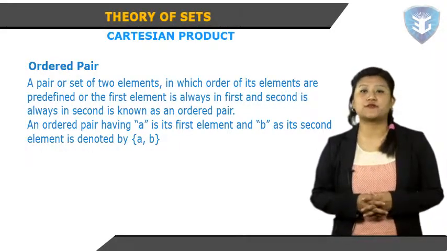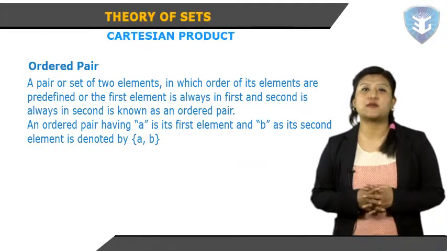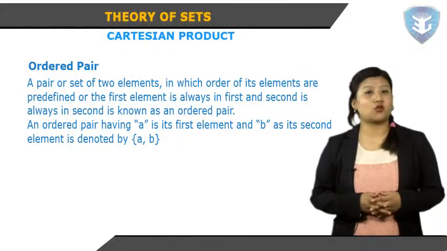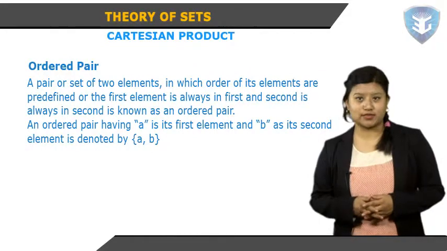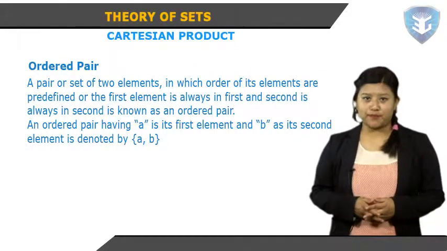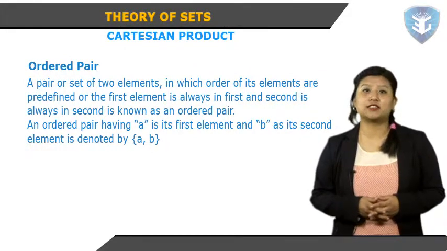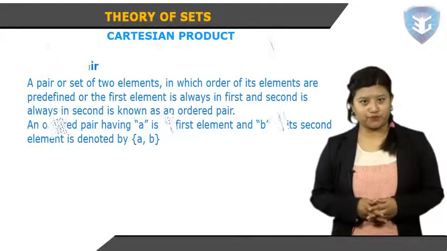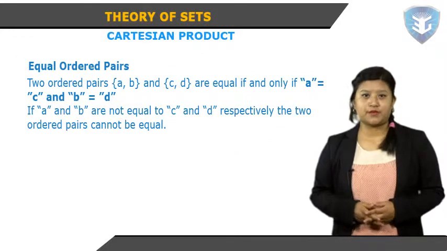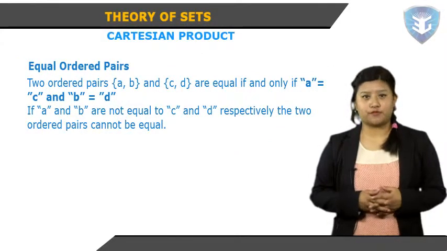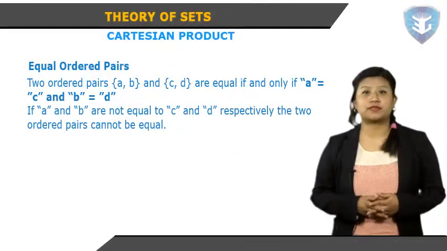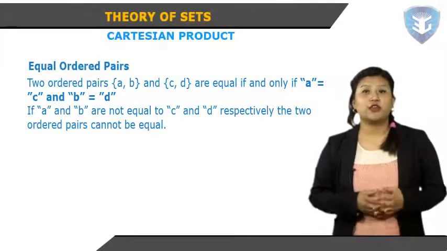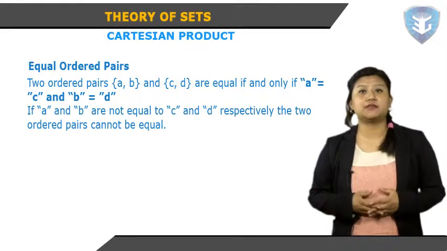It always has exactly two elements. A pair or a set of two elements in which the order of its elements is predefined, where the first element is always first and the second is always second, is known as an ordered pair. An ordered pair having A as its first element and B as its second element is denoted as shown here. Equal ordered pairs. As the order of elements of an ordered pair is predefined, two ordered pairs (A, B) and (C, D) are equal if and only if A equals C and B equals D.